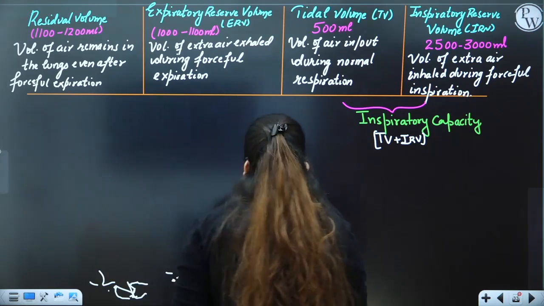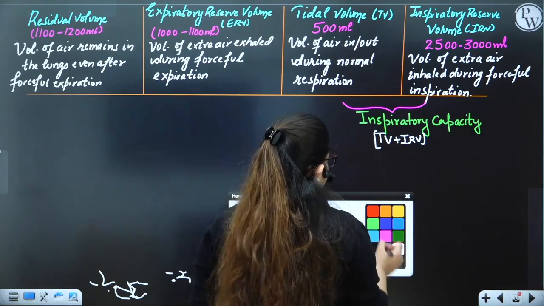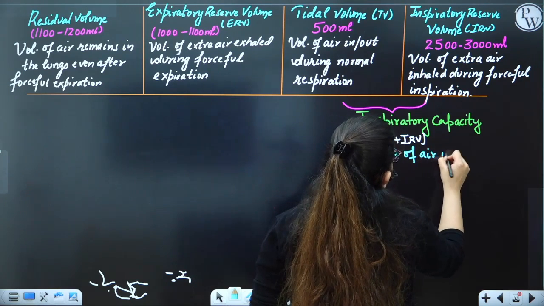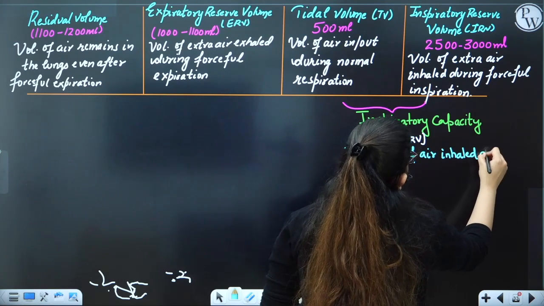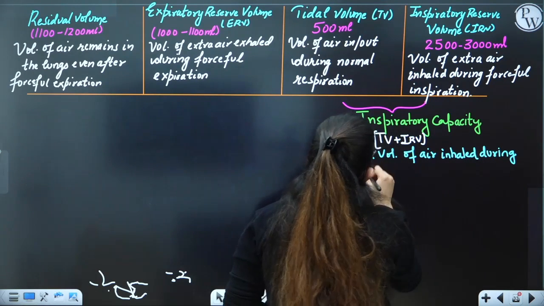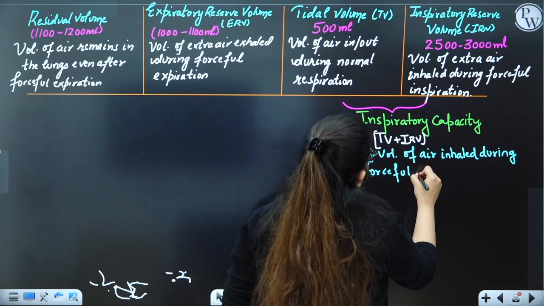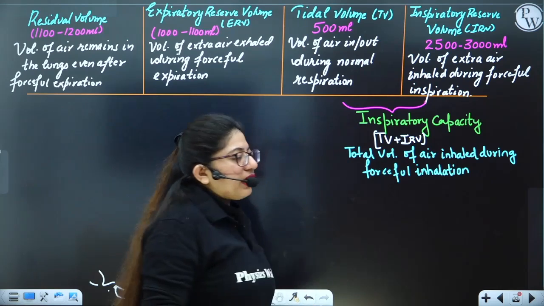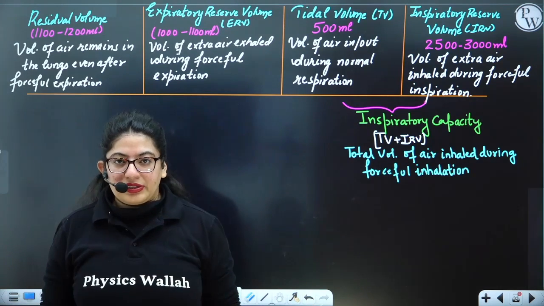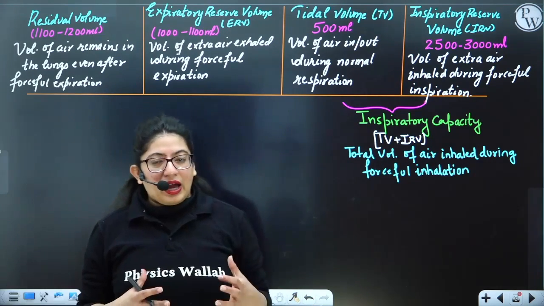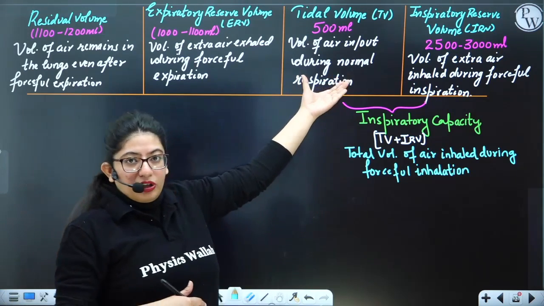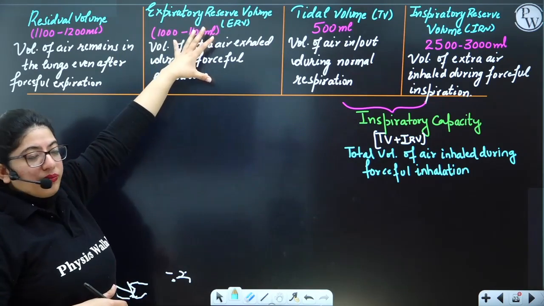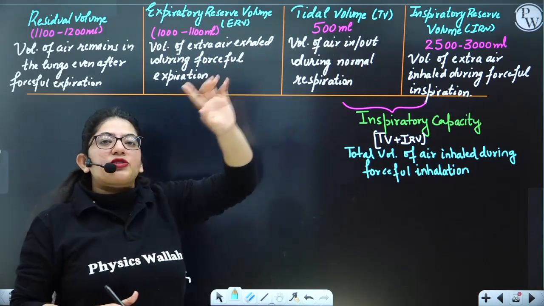So what will be its definition? Total volume of air inhaled during forceful inhalation. So, like we have forceful inhalation, we also have forceful exhalation. So, while I'm exhaling forcefully, during this time, I am also taking out the normal volume of air and also the extra one. The extra one is expiratory reserve volume, and this sum will be known as the expiratory capacity.